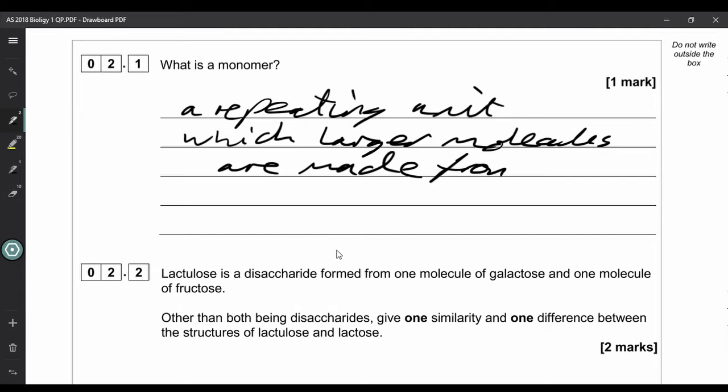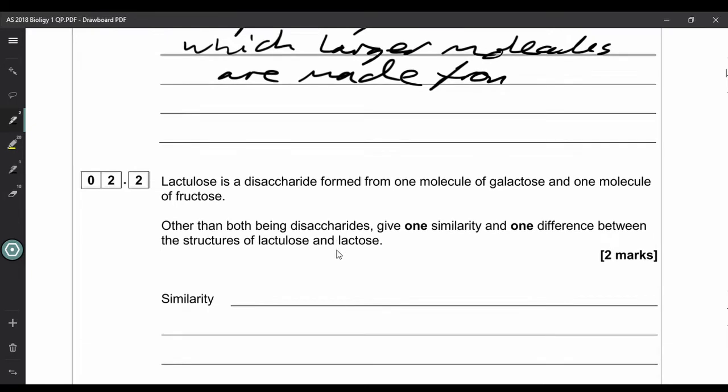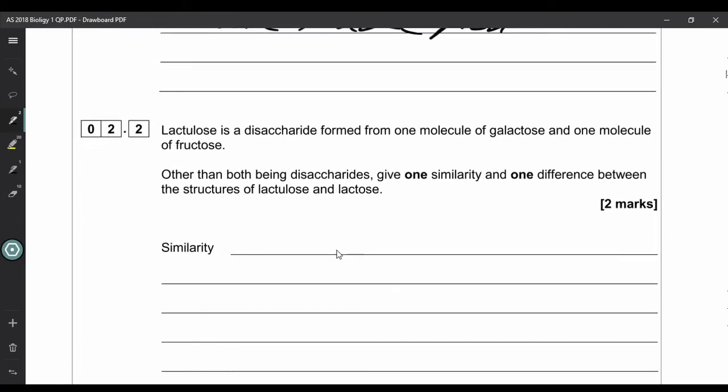It says lactulose is a disaccharide formed from 1 molecule of galactose and 1 molecule of fructose. Other than being disaccharides, give 1 similarity and 1 difference between the structures of lactulose and lactose. Now, when you're answering a question like this, where it says difference, you've got to not just say what a difference is, you've got to explain how it's different to the other thing.